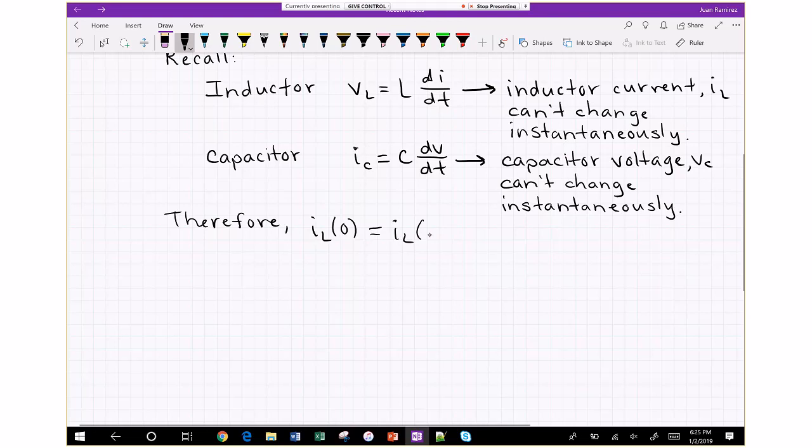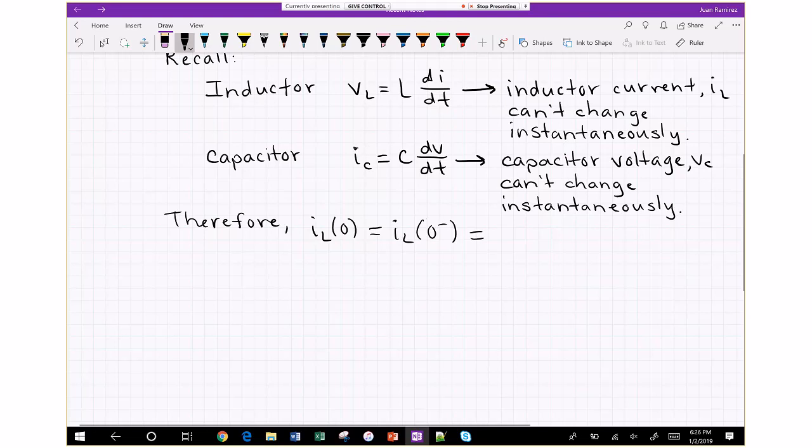right before the transition. So that transition is when either the switch closed or opened, or if you had a step input, when you actually had the step response, or the input changed from high to low, or low to high, whatever the different states of the step input are. That's the current before the transition.